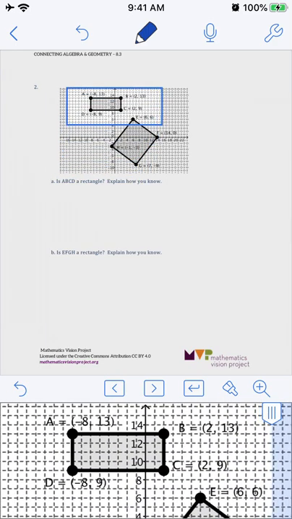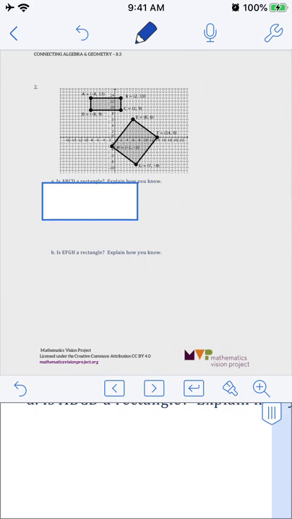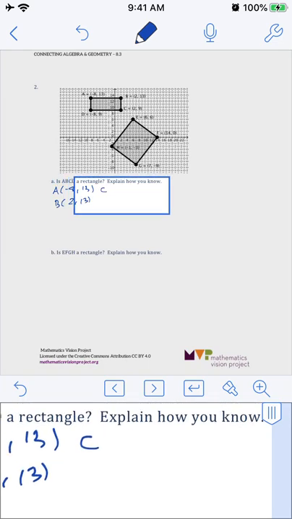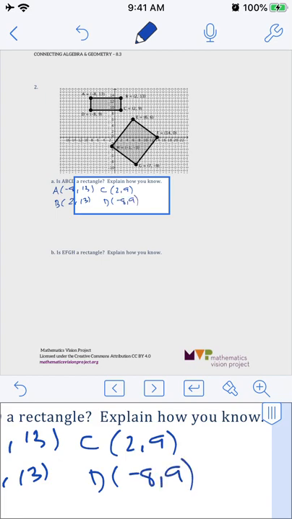Let's take a look at this. Let's just write down the points. Oops, sorry. Just want to get a bigger version, so I make sure I get these points right. A is -8, 13. B is -2, 13. C is 2, 9. And D is -8, 9.